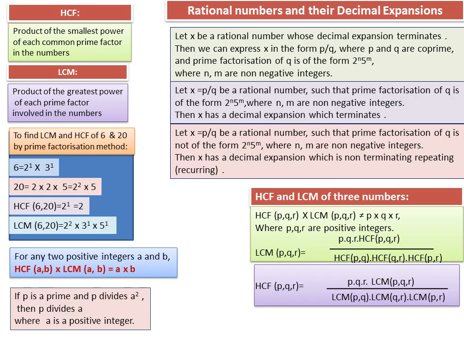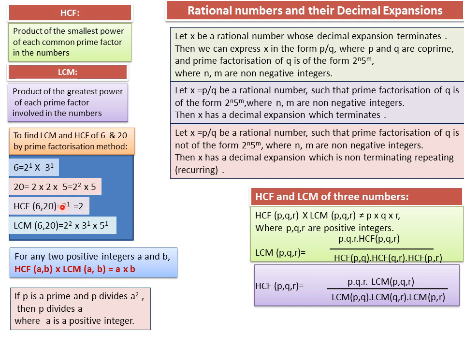Then let us see what HCF is. HCF is the product of the smallest power of each common prime factor in the numbers, using the fundamental theorem of arithmetic for factorization. Suppose I have to find the HCF of 6 and 20. I will factorize in terms of prime numbers: 6 is 2 to power 1 into 3 to power 1. Similarly, 20 in terms of a product of primes is 2 into 2 into 5, that is 2 square into 5.